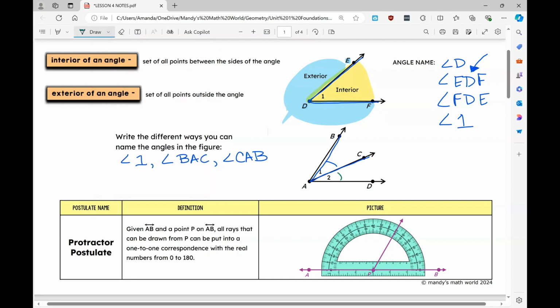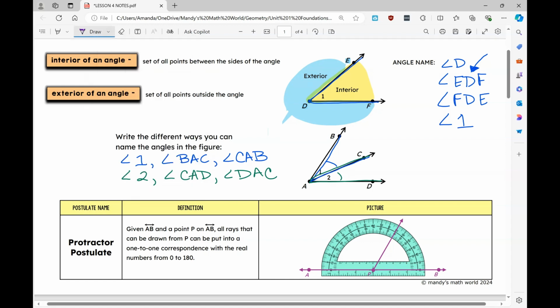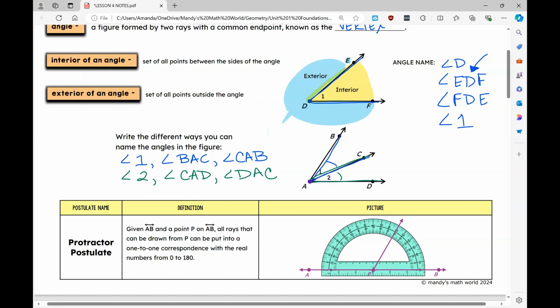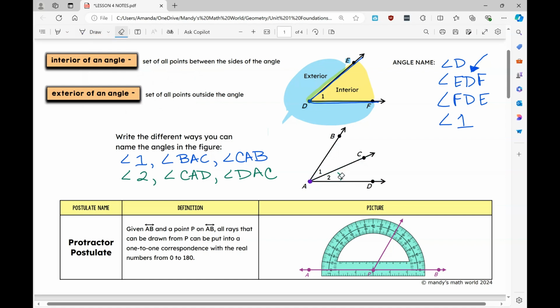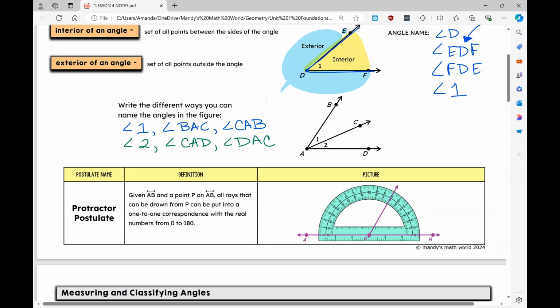Let's look at this angle right here, angle 2. I can call it angle CAD, and I can call it angle DAC. Now notice that I can't call either of these angles angle A, okay? Because if I were to do that, what angle am I talking about? When you have two angles that are right next to each other, they share a common ray, then you can't just name it by the vertex. You need 3 points, or you need maybe the number if there's a number there, but you cannot use just the vertex.